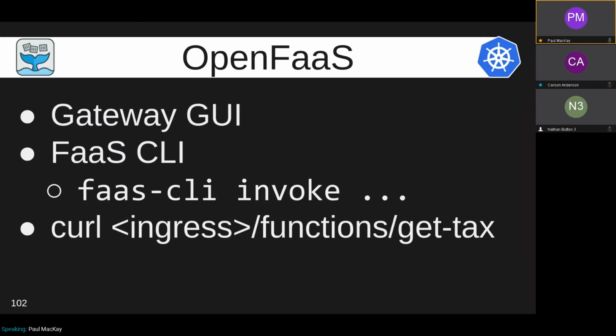In OpenFaaS, it's kind of the same thing. You've got that gateway, you've got faas-cli, or you've just got curl. You can get to the gateway pod endpoint, which is what we were doing before. You can just go to /function/ and the name of your function. That's all it takes. It's really, really simple to call functions in OpenFaaS.